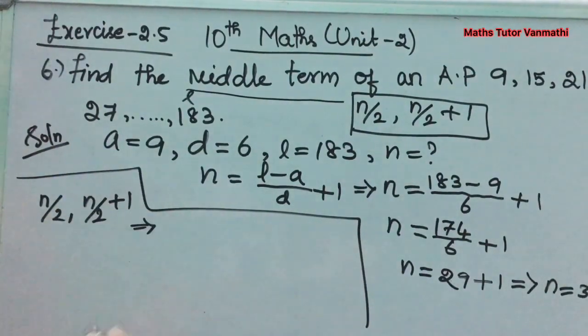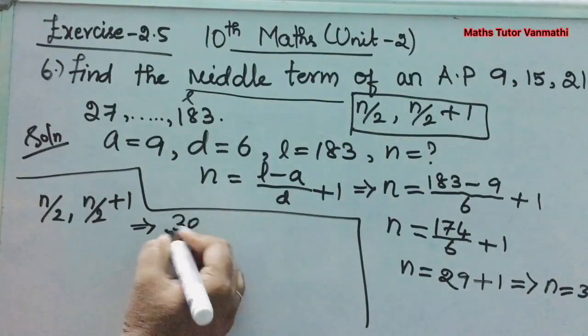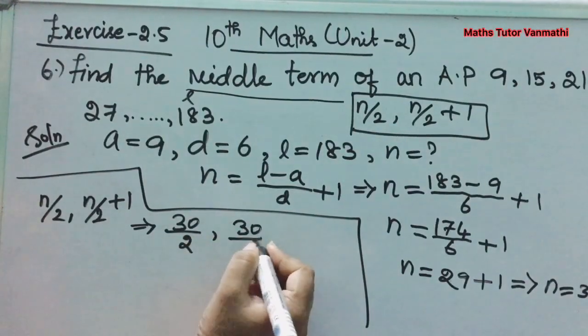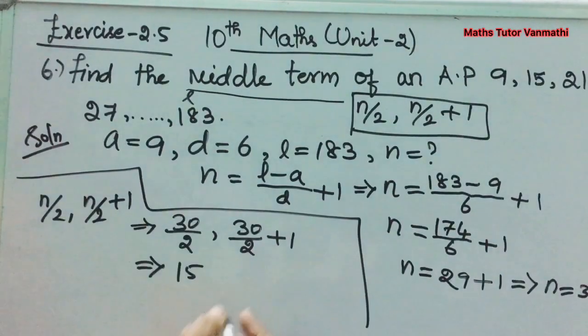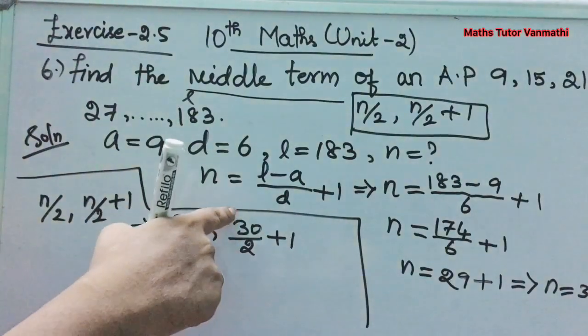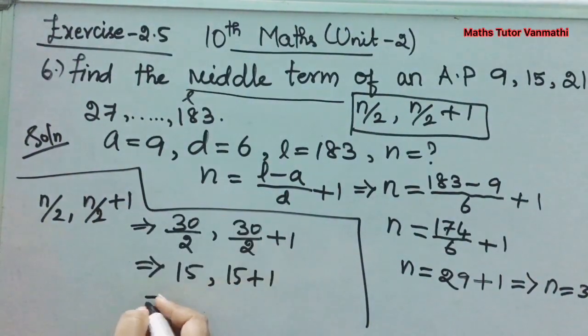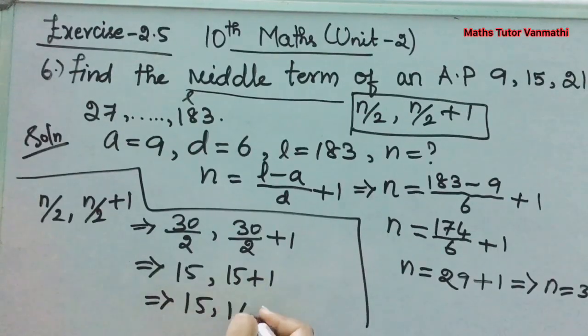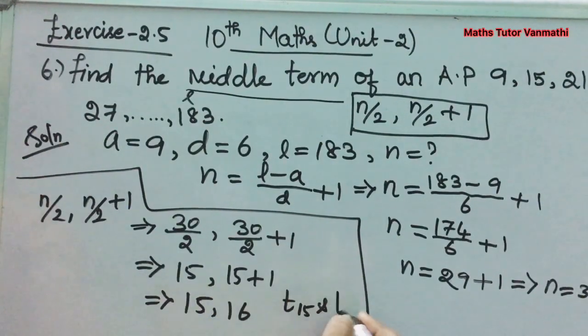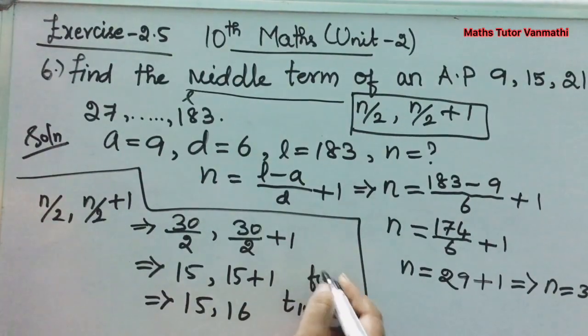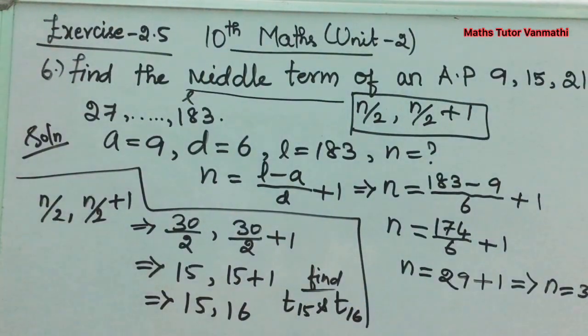What is your middle term format? n by 2 and n by 2 plus 1. Clear? So, what is your n value? 30. 30 by 2, comma, 30 by 2 plus 1. 30 by 2 is 15. 2 15s are 30. 15 plus 1. 15 comma 15 plus 1, 16. So these were your middle terms. That is, you are going to find now T15 and T16. Find T15 and T16. Clear? Next we can find T15 and T16.